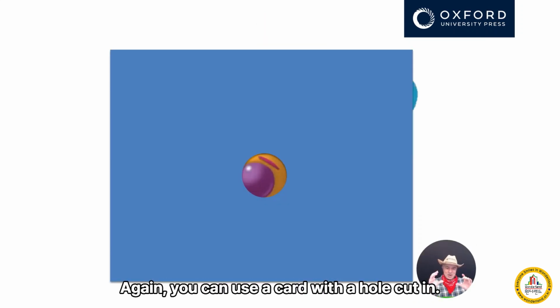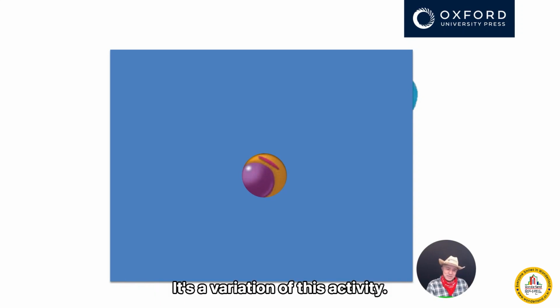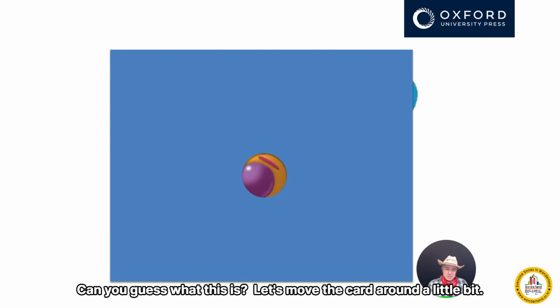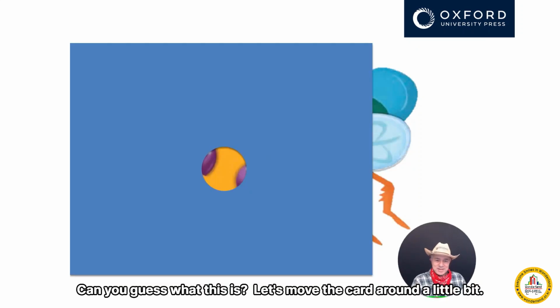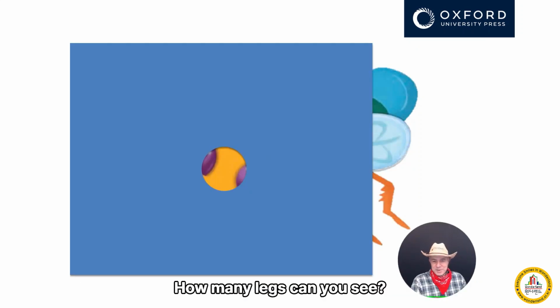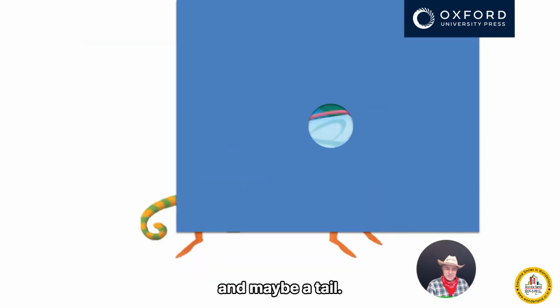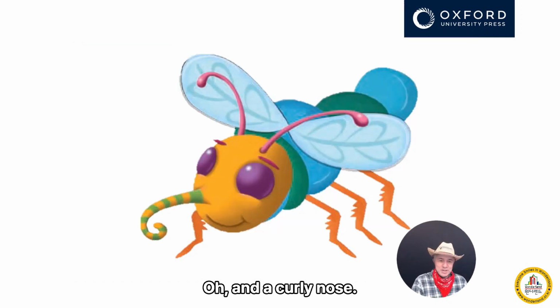Okay, again, you can use a card with a hole cut in. There's a variation of this activity. Can you guess what this is? Let's move the card around a little bit. Oh, how many legs can you see? And I can see a bit of a wing as well, and maybe a tail. Let's move this. Oh, and a curly nose.